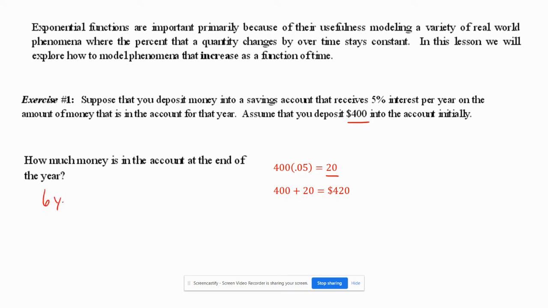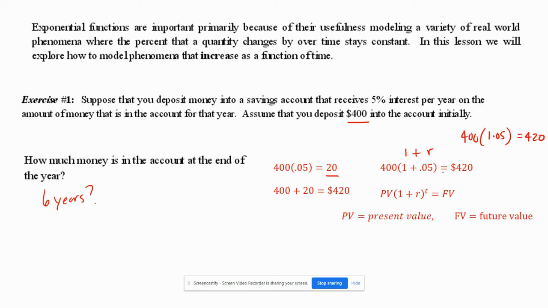But what if I said at the end of 6 years? We don't really want to do this over and over 6 times. So we could combine it all into one step by taking 1 plus the rate and getting 1.05 times 400, and that would give us the same thing. So we get this formula that looks like this: PV, which stands for present value, and FV is future value. And we do 1 plus R because our money's growing, and then T is the amount of time, and so that goes into the exponent. So that's why this is an exponential growth model.